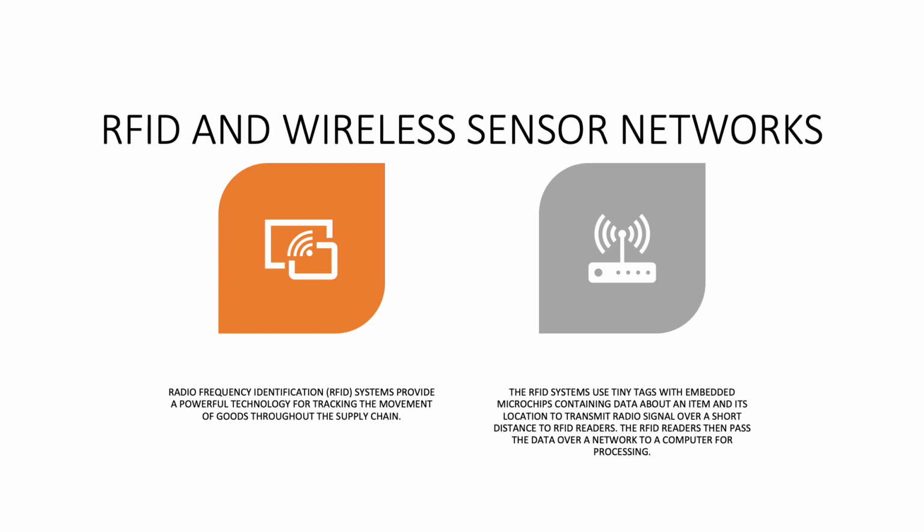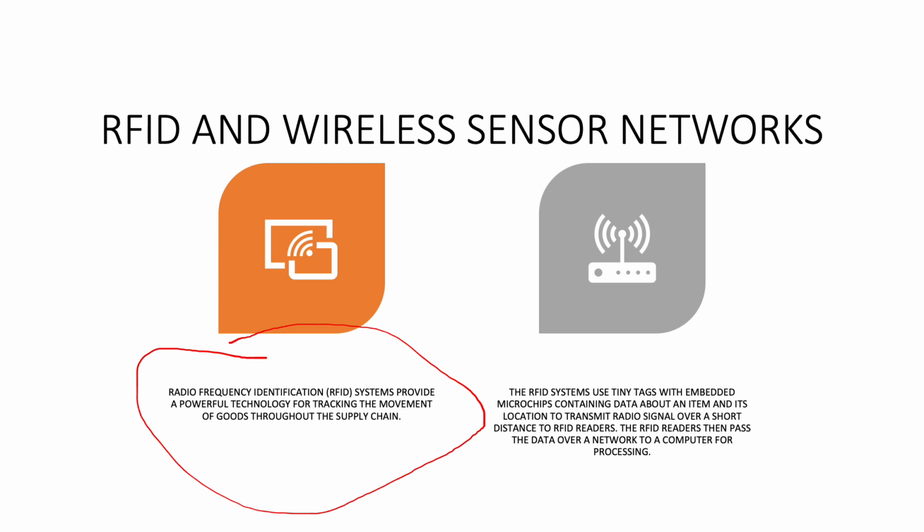So let's start with the radio frequency identification or the RFID. It provides a powerful technology for tracking the movement of goods throughout the supply chain. RFID systems use tiny tags with embedded microchips containing data about an item and its location to transmit radio signals over a short distance to RFID readers. And the RFID readers then pass the data over a network to a computer for processing.